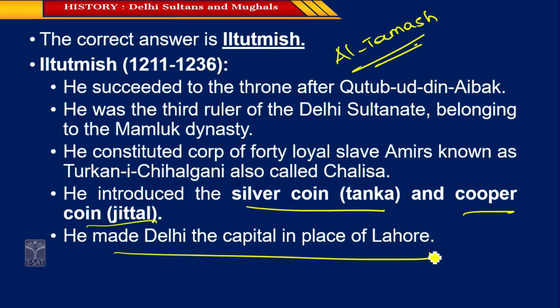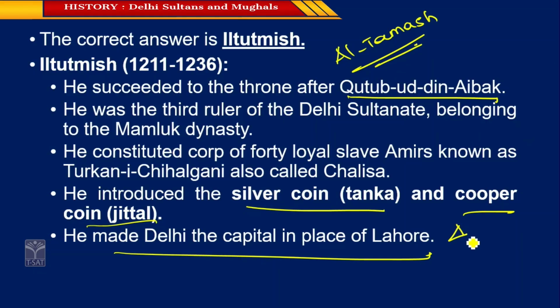His capital became Delhi. He started in Lahore but moved his capital to Delhi. He succeeded to the throne after Qutbuddin Aybak, his master. He was also married to Aybak's daughter, and he was also Aybak's slave. Slave cum son-in-law of Qutbuddin Aybak. To run his kingdom and to support him in running his kingdom, he actually brought 40 advisors from Turkey called Chalisa.